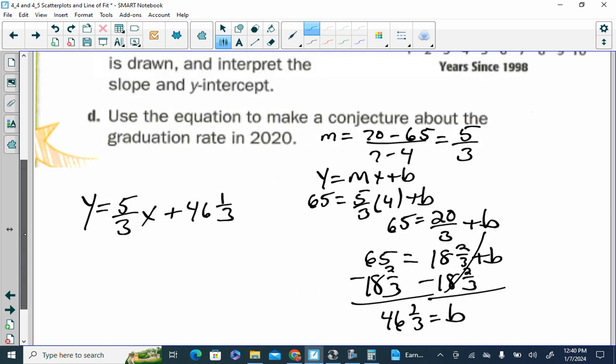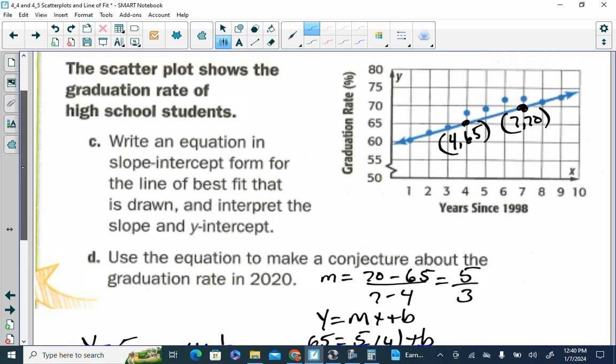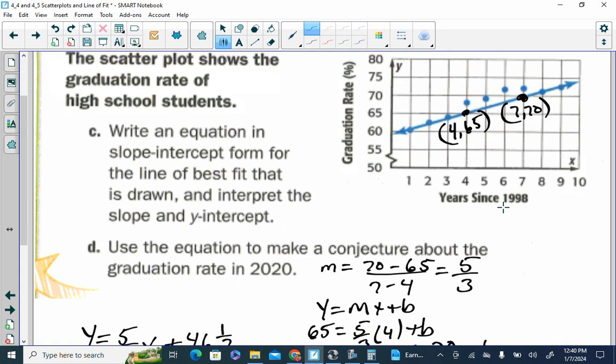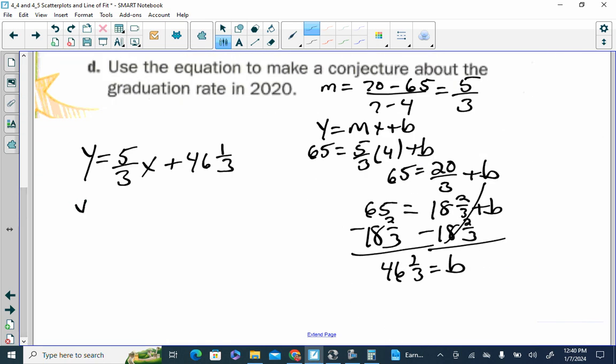We want to know the graduation rate in 2020. So 2020, years since 1988. Well, the year 2020 would be 22 years from 1998. So x is going to have to be 22. So y is equal to 5/3 times 22 plus the 46 1/3. So y is going to be equal to, when we do all that in the calculator, we wind up with 83%.